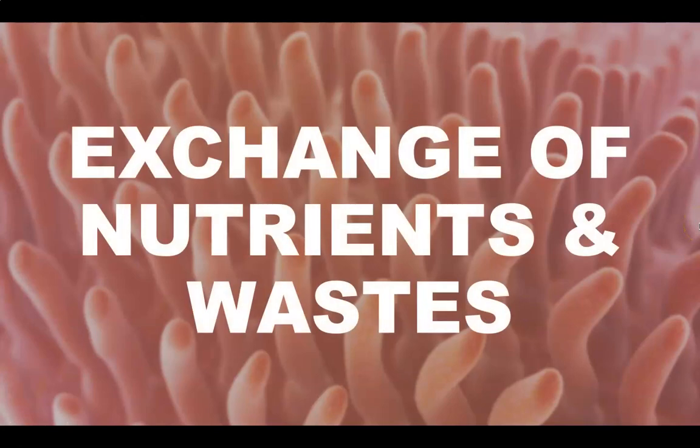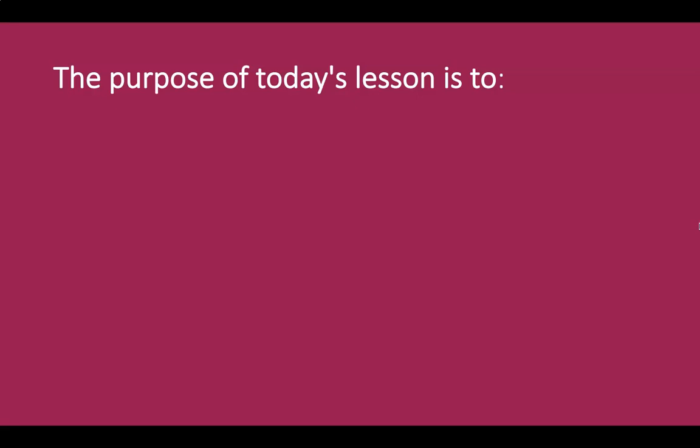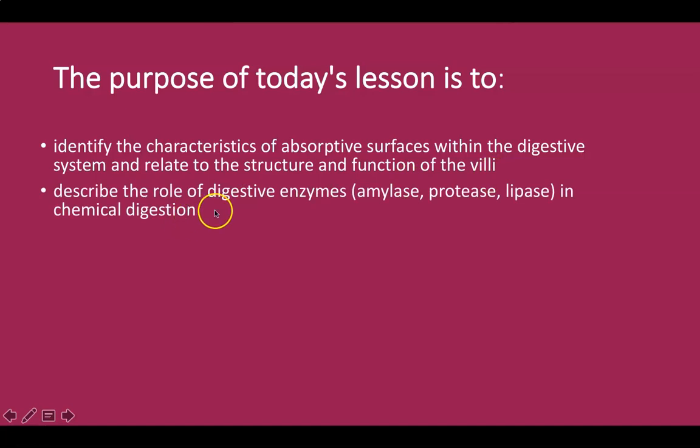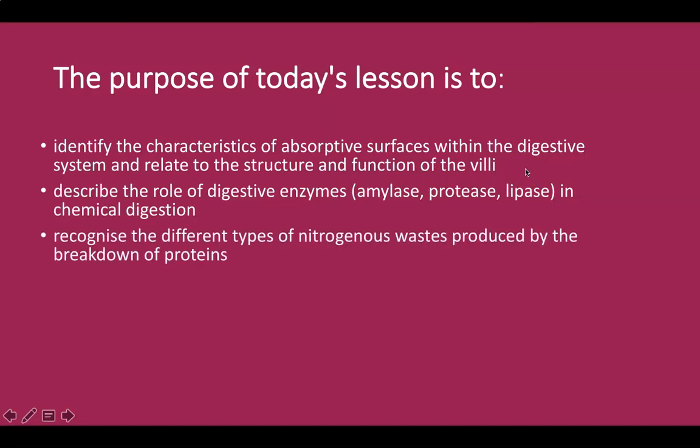We are talking about exchange of nutrients and wastes. So the purpose of today's lesson is to look at characteristics of absorptive surfaces within the digestive system, specifically focusing on the structure and function of the villi. We will look at digestive enzymes, their role in chemical digestion, that being amylase, protease, and lipase mainly. Then we'll also look at the excretory system, that being the kidneys.